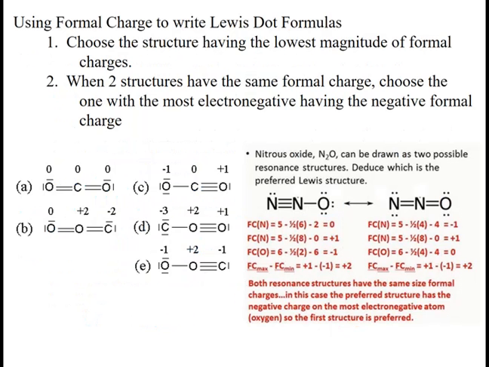Now, we use the formal charge to write the Lewis dot structures and to choose which structure is the best. So we want to choose the structure having the lowest magnitude. So I have two examples here. This is carbon dioxide. This is the structure with double bonds for both carbon and oxygen. You see it's 0, 0, 0. If I do it with the carbon on the outside and oxygen on the inside, but same structure, double bonds, I have a +2, -2. So this one's not as good because it's a +2 and a -2.